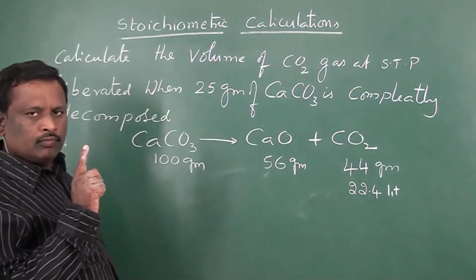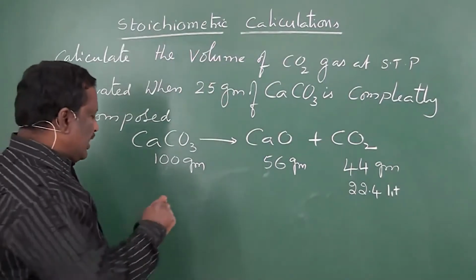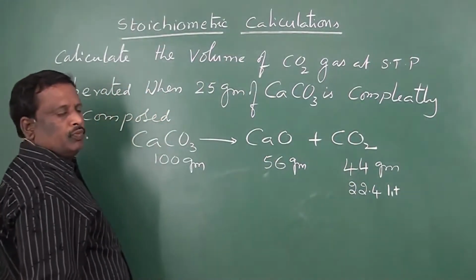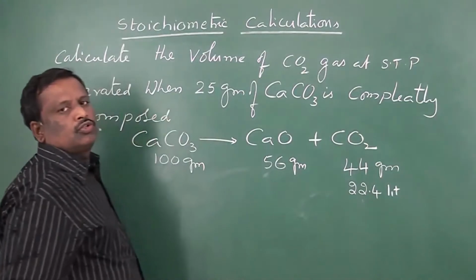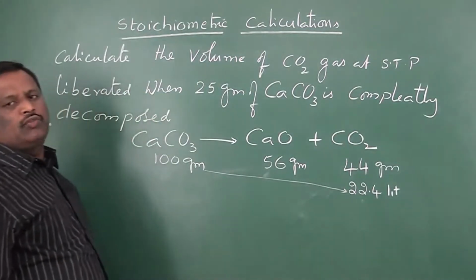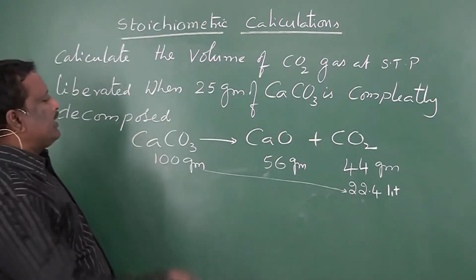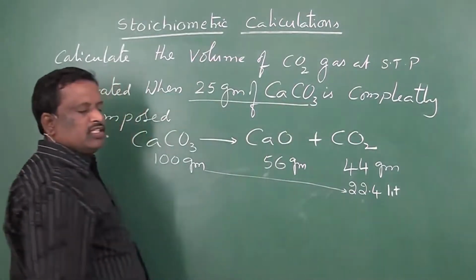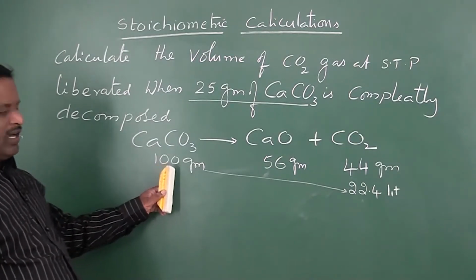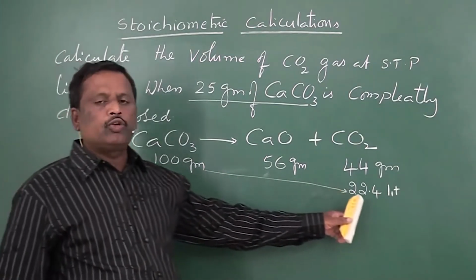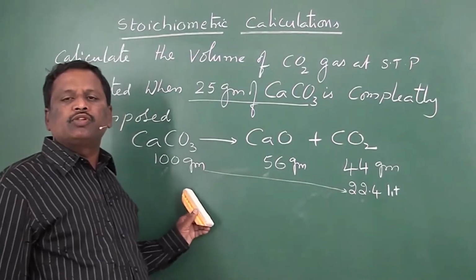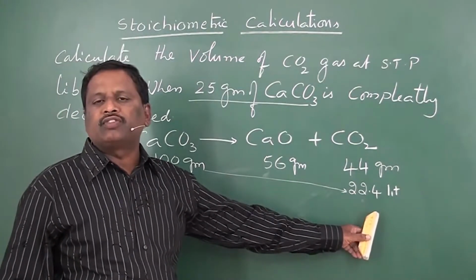Now, how to compare this? 100 grams of CaCO3 give 44 grams of CO2, or 22.4 liters of CO2 at STP. So they are asking the same thing. What volume of CO2 is liberated in the complete decomposition of 25 grams of CaCO3? Now here we have the relation: 100 grams of CaCO3 liberates 22.4 liters of CO2.